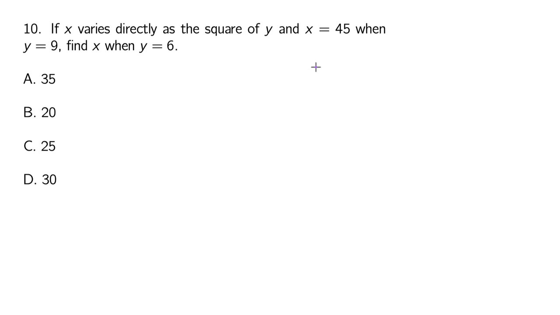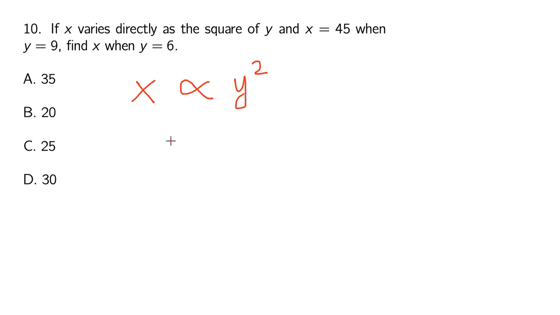The next question is question 10. This is going to be the last in our series of questions for this video. It says if x varies directly as the square of y and x equals 45 when y equals 9, find x when y is 6. So we are told that x varies directly, so we can write this: x varies directly as the square of y. So this is the relationship between x and y.